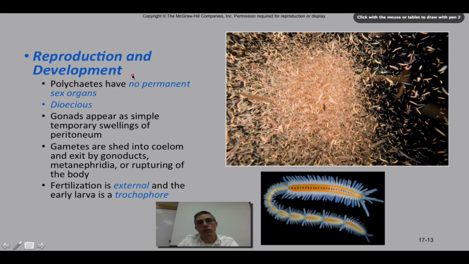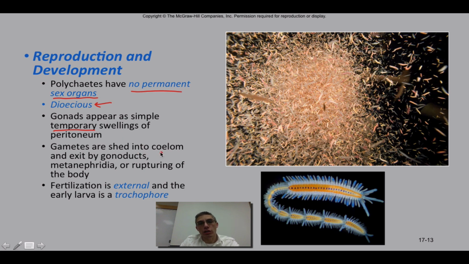Now the reproduction and development in polychaetes is actually pretty interesting. Polychaetes actually have no permanent sex organs. So what we're looking at here is an animal that is actually cyclic or seasonal in nature. So as the season approaches, that's when you're going to get development or maturity of those sex organs. Now we do have separate male and female members within this group, so they are considered dioecious. The gonads are going to appear as simple, as we had said, temporary swellings of the peritoneum.